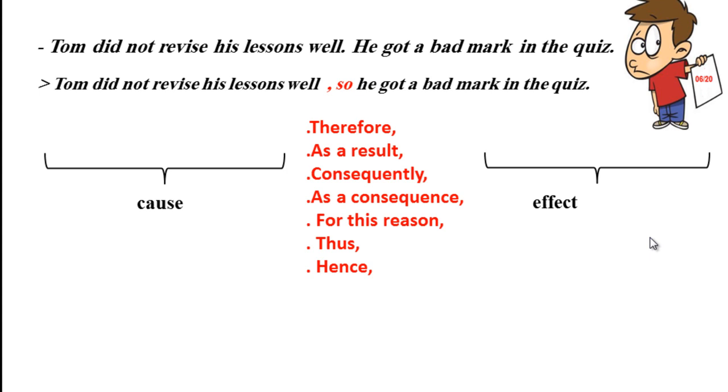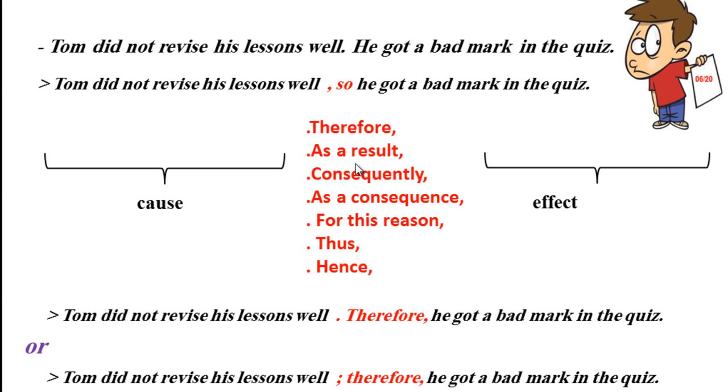So we can combine the same pair of sentences. Tom didn't revise his lessons well. He got a bad mark in the quiz, using these linking words, and we can provide two different answers. The first possible answer: Tom didn't revise his lessons well, full stop, therefore, comma, he got a bad mark in the quiz. Or we can put therefore between a semicolon and a comma, and T should be small. Tom didn't revise his lessons well, semicolon, therefore, comma, he got a bad mark in the quiz.